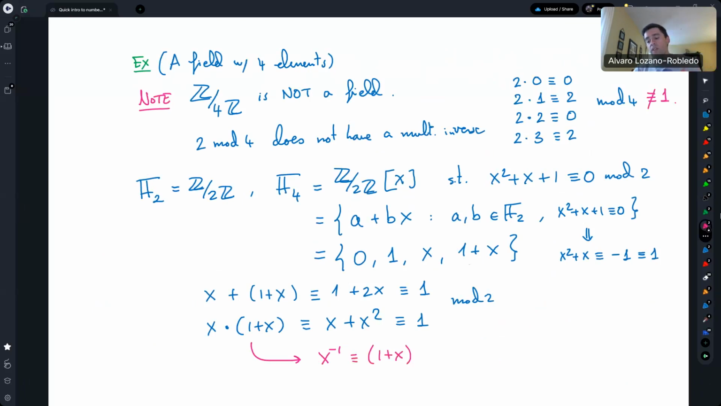So you see that for every non-zero element, the inverse of 1 is 1. The inverse of x is 1 plus x, and the inverse of 1 plus x is x. So everything that is non-zero has a multiplicative inverse. So here we do have a field.